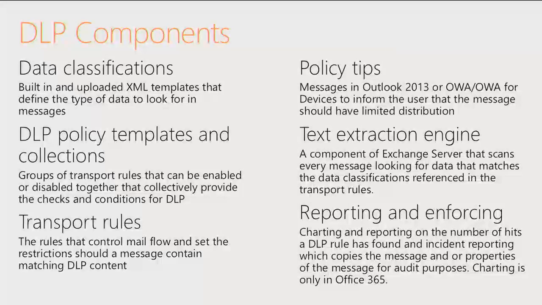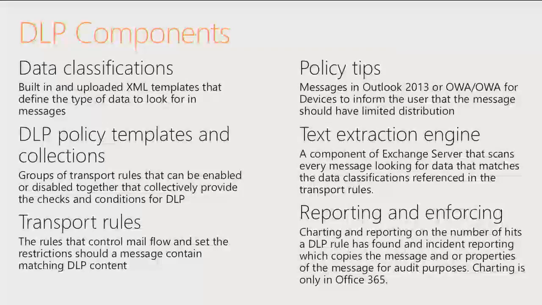A lot of the work in data loss prevention is done by a thing called the text extraction engine. The text extraction engine is part of transport. It's part of the categorizer components of Exchange. It's the same component that does the antivirus engine. So when an email comes into transport, it's scanned for a series of patterns. Those patterns are the DLP engine patterns, but equally, they're the stuff that the Microsoft antivirus engine finds as well. So it's the same bit of code that does that.